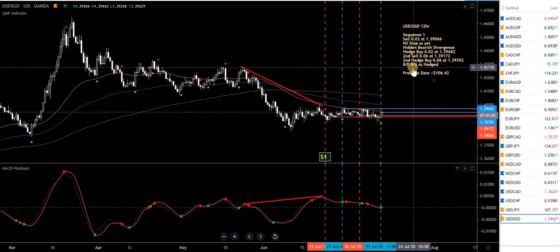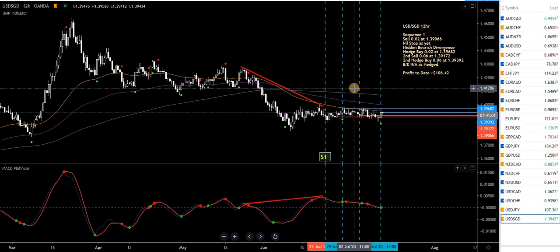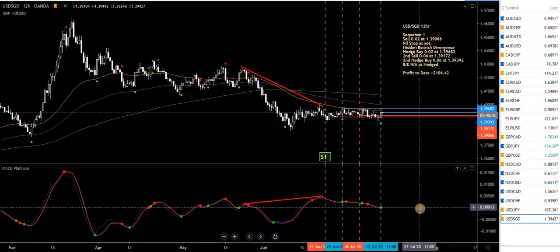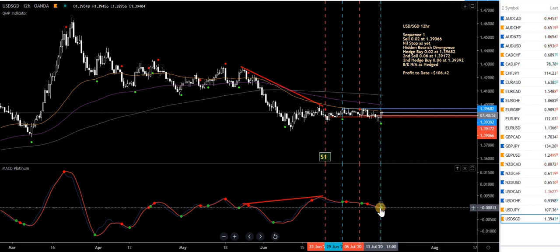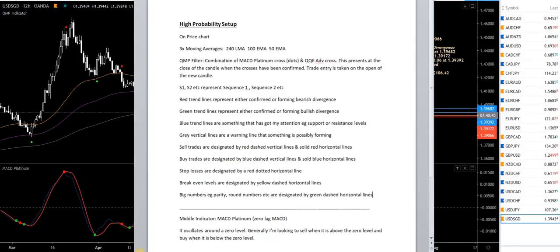So at the moment, break even not applicable as hedge. So I've got sell, hedge buy, second sell, second hedge buy, and still waiting on another sell. I could have said that's below the 0 level, but technically it's not. So, yeah, that's it for the 12-hour charts.